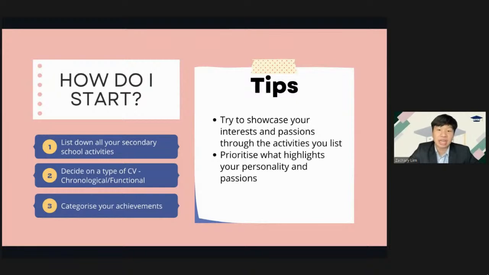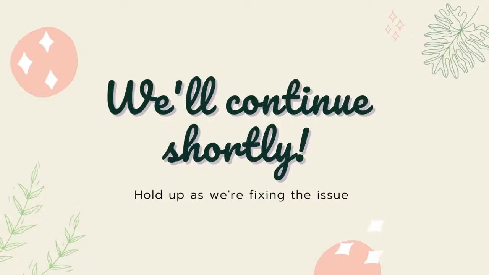So firstly, I would encourage you to actually list down all your secondary school activities. And basically this would be just like a draft. You list down everything, and it doesn't matter if it was something as small as winning a competition in school, or something as big as winning a sports medal for the country. So just list everything down. It could be positions you held or achievements and activities that you've helped organize in school. Literally anything, you can list it down first. Then the second step is to decide on the type of CV.